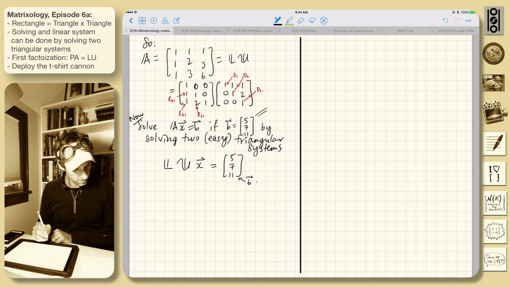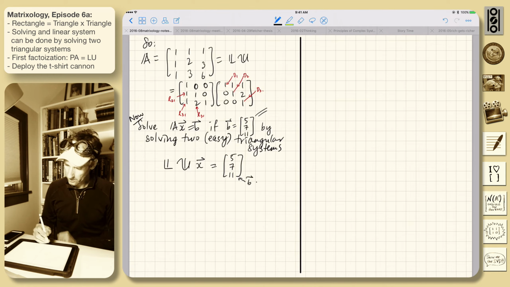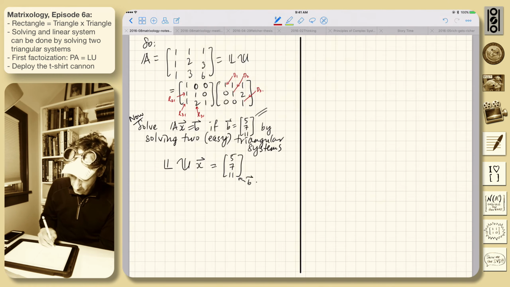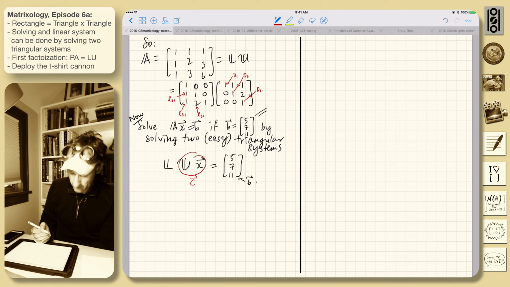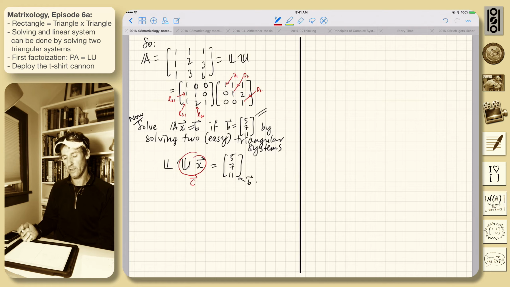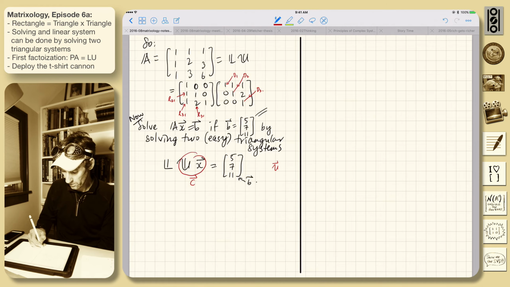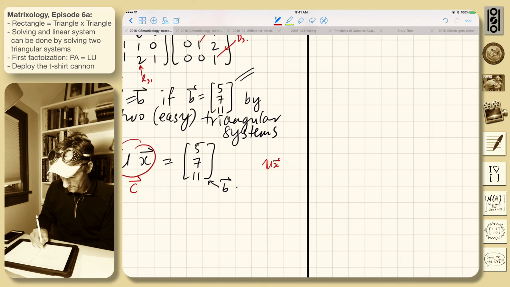So what we're going to do is, if you remember, our notation was that this is what we called c. Ux equals c, from before.